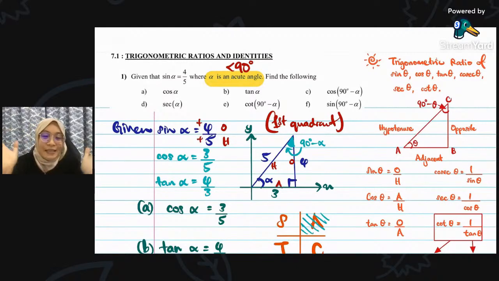Alright, so today's class will be about 7.2 trigonometric ratios and identities. 7.1 is the trig identities and 7.2 is the compound angle. So I will try my best to only buatkan lesson ni sejam setengah sahaja instead of 2 jam. I'll try my best, okay?